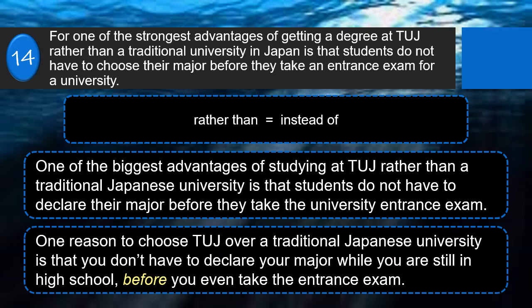Now, I'm going to change things around a little bit here. And one reason to choose TUJ over a traditional Japanese university is that you don't have to declare your major while you're still in high school before you even take the entrance exam. Because the whole point here is, in Japan, you have to decide when you're still very young before you enter university. Okay, so I'm going to rewrite it a little bit, as you see here. Change the vocabulary a little bit, and yeah.